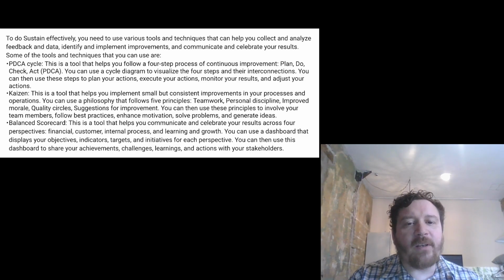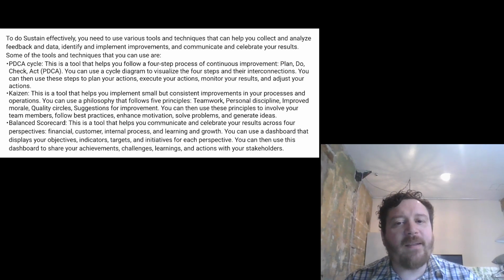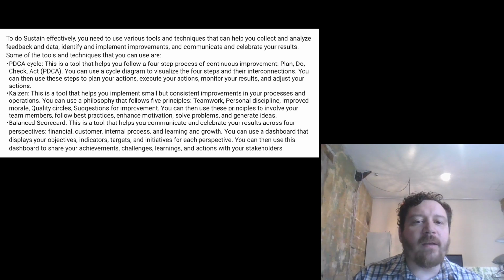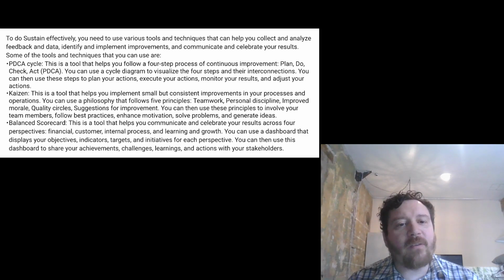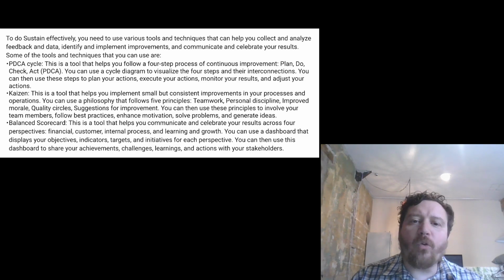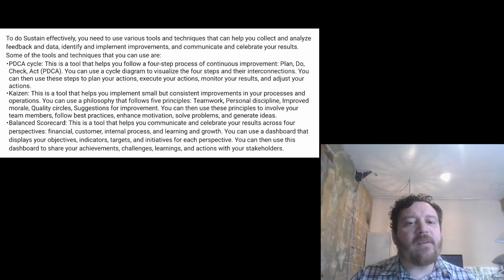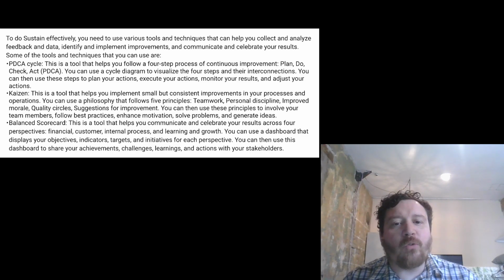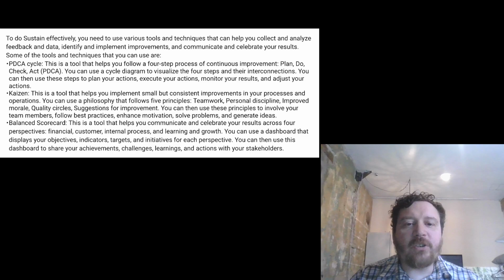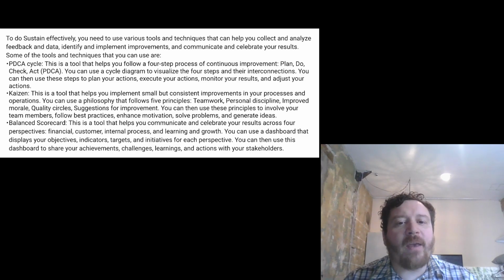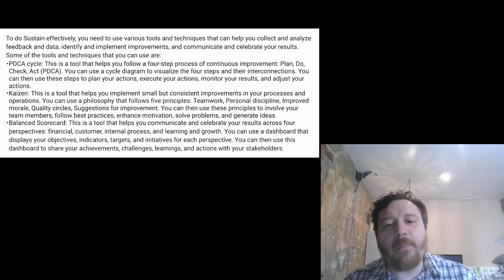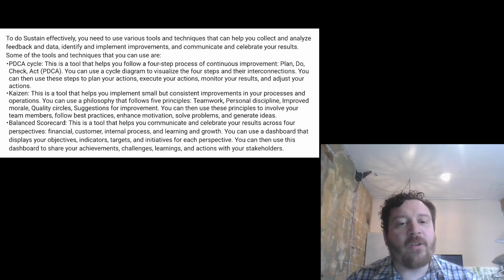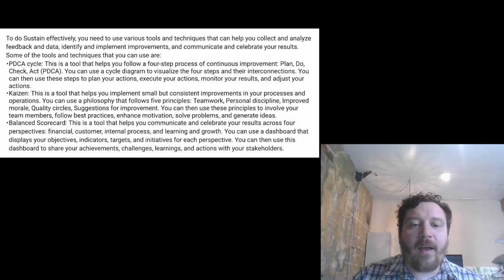To do Sustain effectively, you need to use various tools and techniques that can help you collect and analyze feedback and data, identify and implement improvements, and communicate and celebrate your results. Some of the tools and techniques that you can use are the PDCA cycle. This is a tool that helps you to follow a four-step process of continuous improvement: plan, do, check, and act. You can also use a cycle diagram to visualize the four steps and their interconnections. You can then use these steps to plan your actions, execute your actions, monitor your results, and adjust your actions.